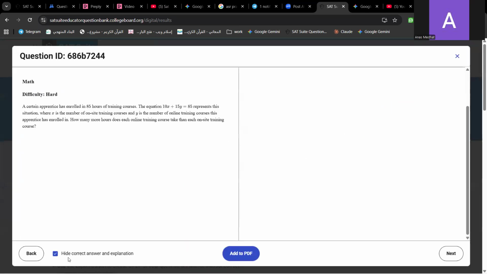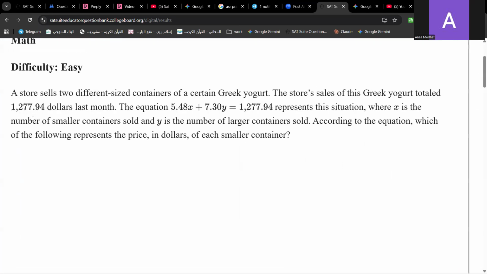That's the basic question. All you have to do is understand it.